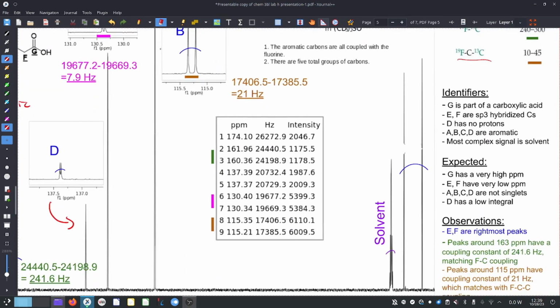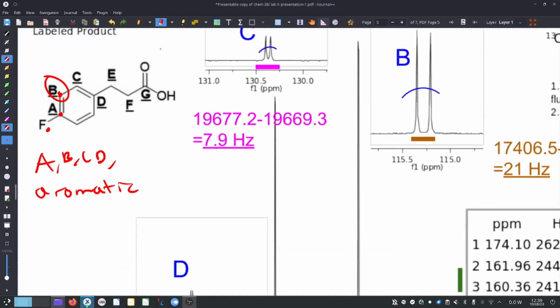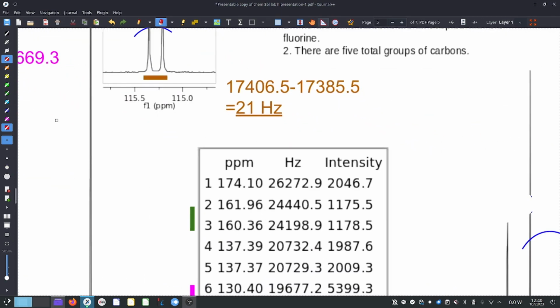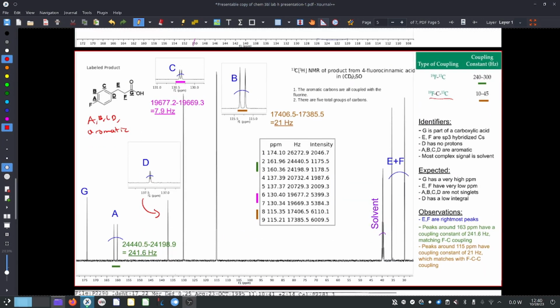Then, it's pretty obvious, but the last two peaks are carbons E and F. If you look at the labeled diagram again, remember that because this is our product, E and F are supposed to be sp3 carbons because we did the hydrogenation. Because they're sp3, we expect them to be very low on the CNMR. So these last two peaks we grouped together and just called E and F. So this is the CNMR of the product.